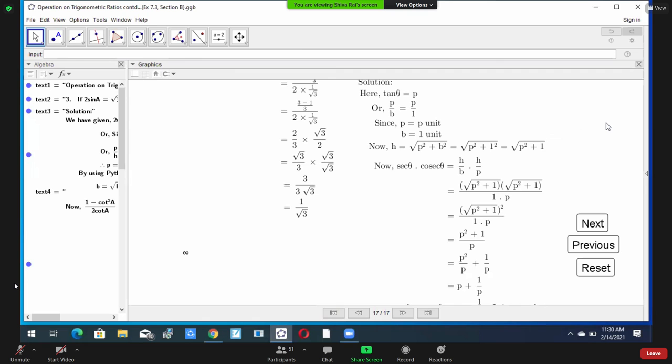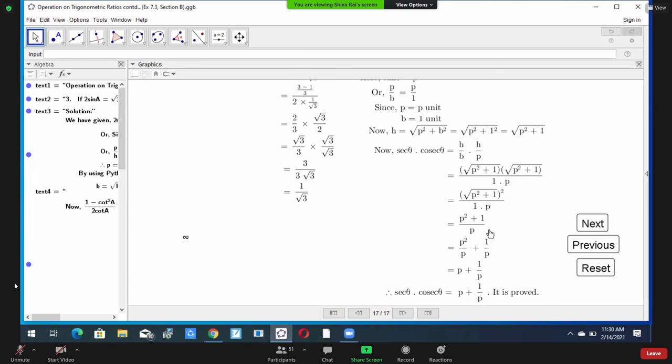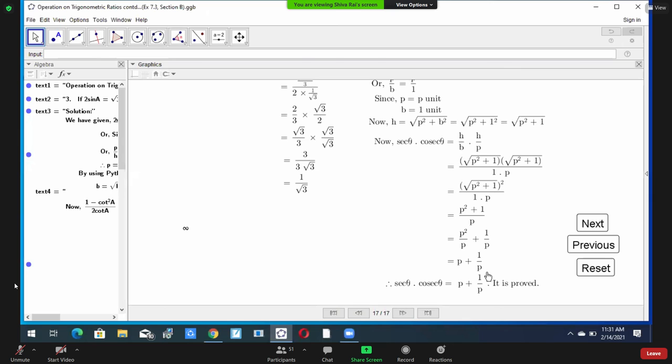Now what we can do, look here. We can write P square plus 1 upon P. Now we are breaking it down into two terms: P square upon P plus 1 upon P. Now P square by P means P into P divided by P, so one P is cut and one P is left, plus 1 upon P. So we are getting P plus 1 by P, which is what we need to find.